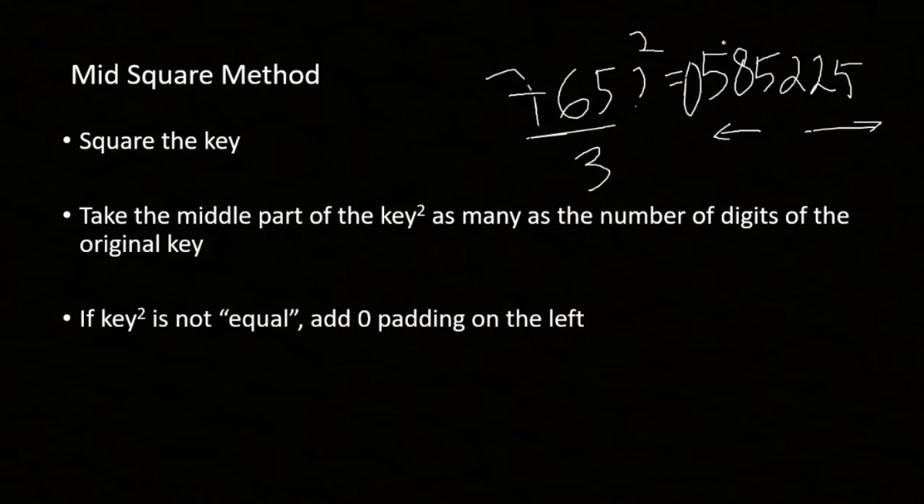So I add a 0 on the left here. Can we take 3 numbers? Yes. So we have 3 numbers here, 2 numbers on the left, 2 numbers on the right, and here we go. This is our key, a key that has been processed into a hash number or a hash code. So this is our hash code.